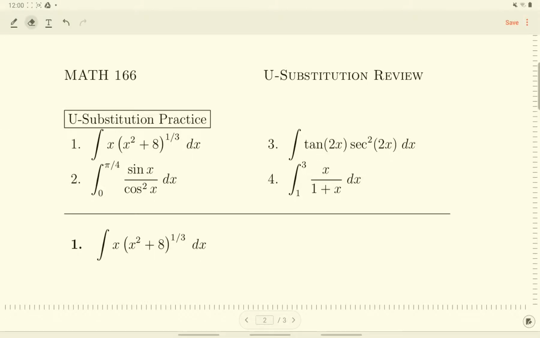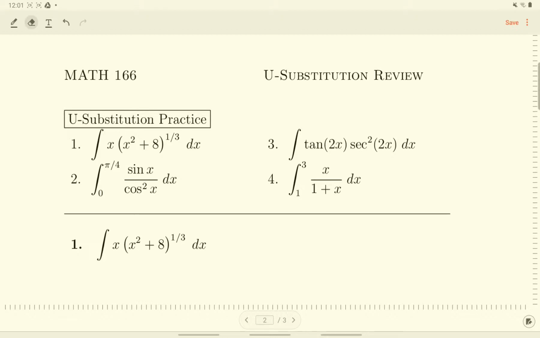In this video, we're just going to do a couple practice problems with U-Substitution, just to refresh your memory on what U-Substitution is and how it works back in Calculus 1, so that you're ready for Calculus 2. These are the 4 practice problems we're going to do. I recommend you pause the video and try to work them yourself before you watch me work them.